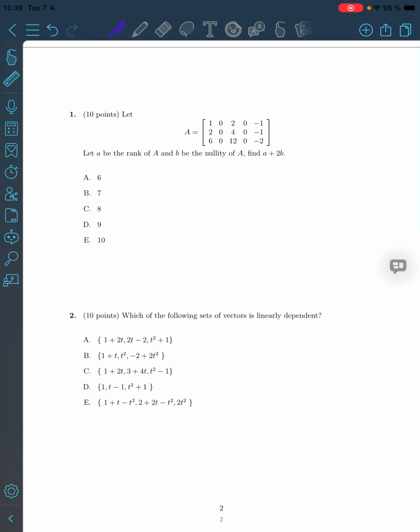The first question is you are given a matrix. You're supposed to find the rank of A and nullity of A, and then compute rank of A plus 2 nullity of A. So we can easily just do the echelon form of this matrix. I will make a 0: I multiply row 1 by -2 and add it to the second row. So it's going to be 0, and then this is going to be 0, and if you multiply by -2, this is going to be +1. Now I multiply row 1 by -6 and add it to the third row.